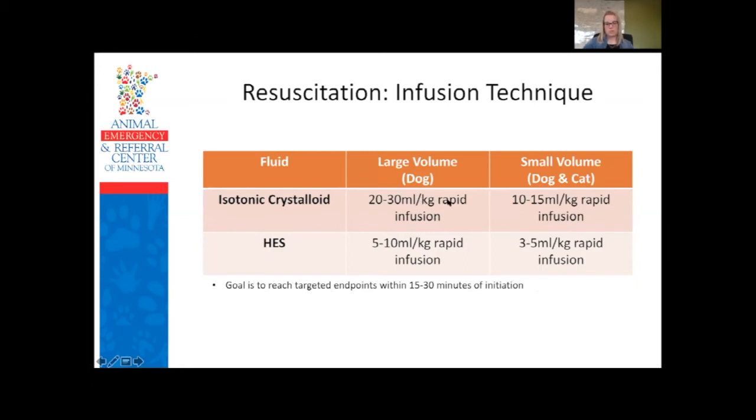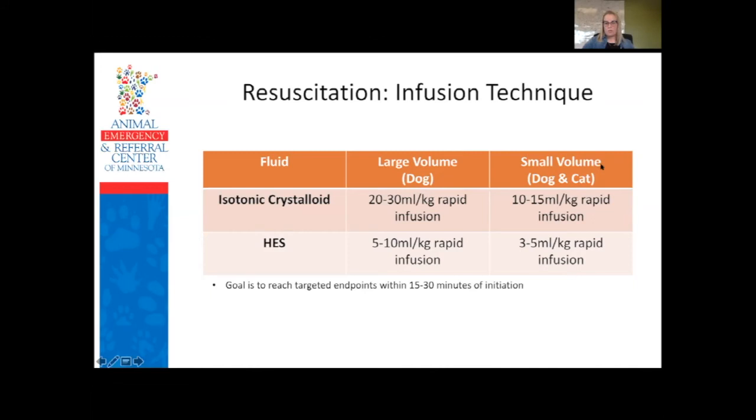And rapid infusion really does mean rapid. So it's probably over about 15 minutes, no more than 30 minutes of starting that bolus. It's not just, put the bolus on the pump and walk away, because depending on your pump, that might take an hour, and that's not a fluid bolus. So you're giving it rapidly. If you're using a hydroxyethyl starch product, large volume infusion refers to about 5 to 10 mLs per kg, again, as a rapid infusion.